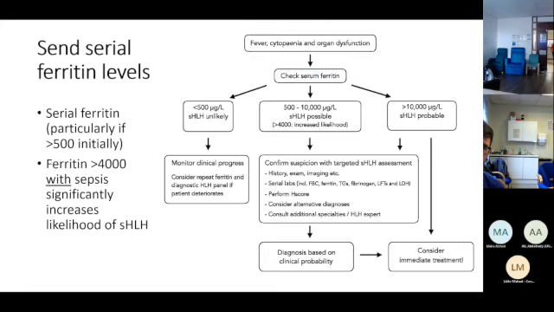And this is a fairly helpful way of thinking about this condition, stratifying based on ferritin. So if you've got someone with fever, cytopenia, organ dysfunction, send a ferritin. If it's over 10,000, it's probably SHLH, and you should probably think about treatment. If it's in between 500 and 10,000, it's possible. If it's over 4,000, it's quite likely.